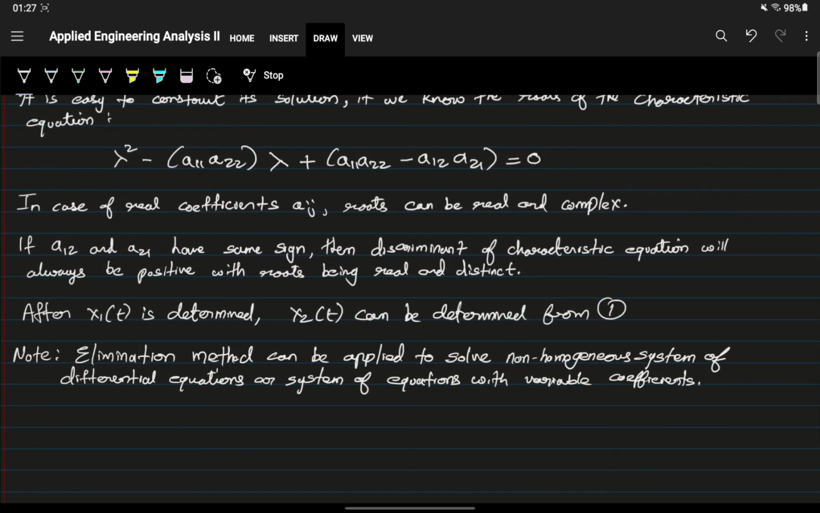A note: the elimination method can be applied not only to homogeneous linear systems, but it can also be used to solve non-homogeneous systems of differential equations with variable coefficients.